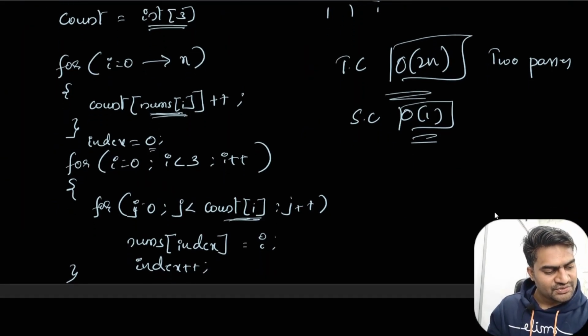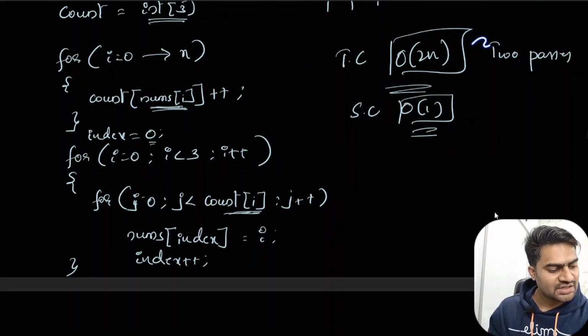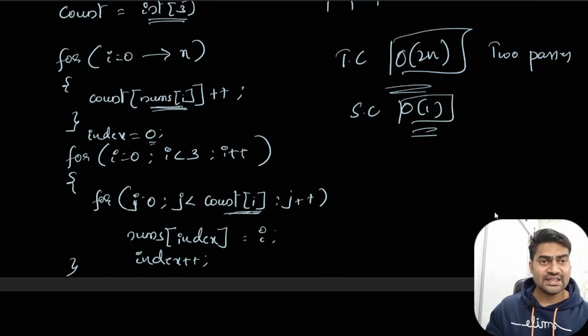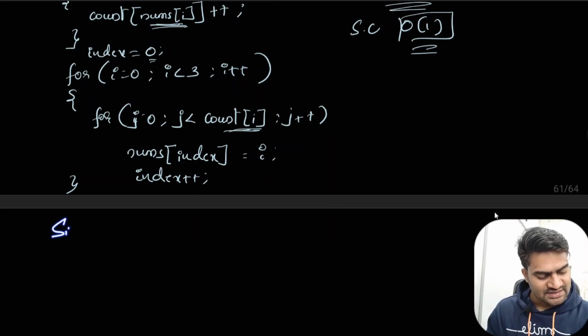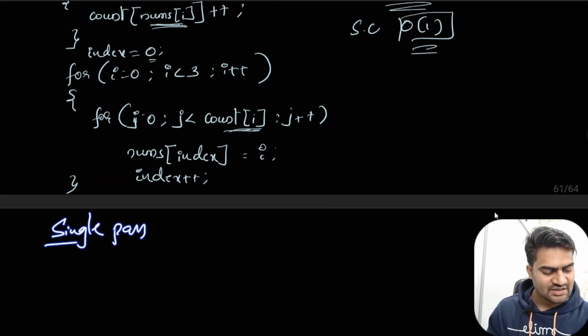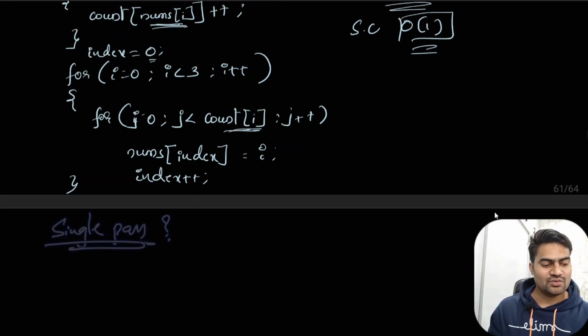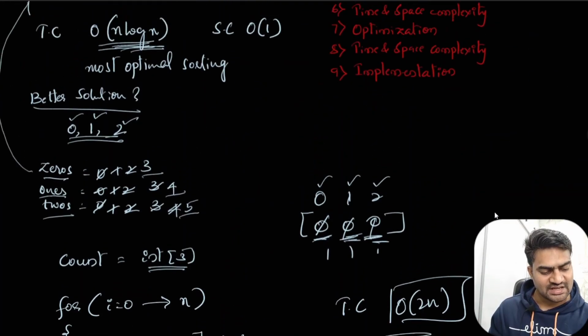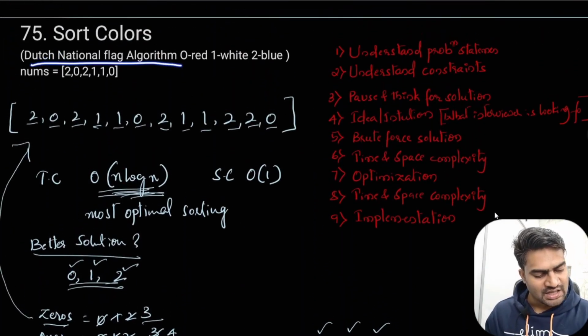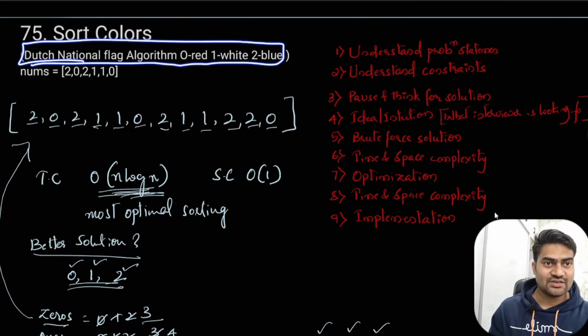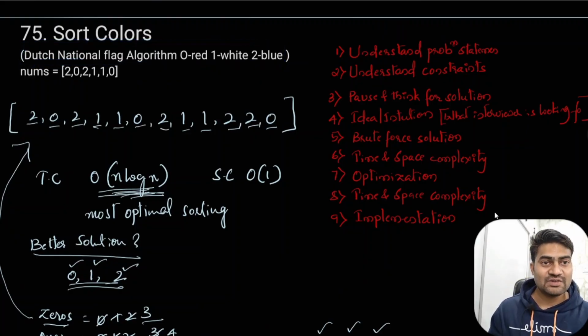So if you see, we use 2 passes to sort these numbers. Okay, now is there any way where we can do this in only a single pass? Let's see. For that, we will use the Dutch national flag algorithm. This is a very famous algorithm. So we will use that algorithm to solve this particular problem in only one iteration. So how to do that?